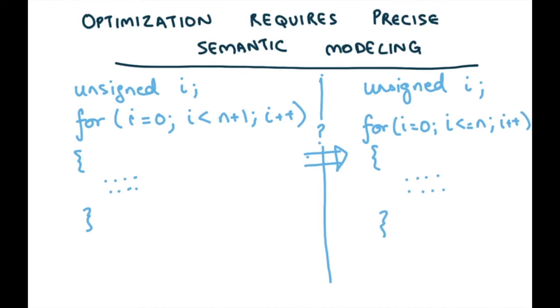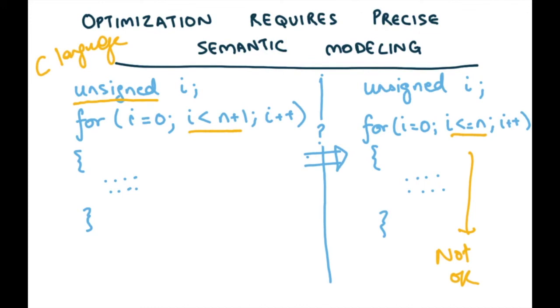Here's another example. Let's say I have a loop. In this example, I'm considering the C language, and I have a variable I of type unsigned. And then I have this loop: for I equals 0, I is less than n plus 1, I plus plus, and then I do something. Is it okay to convert I is less than n plus 1 to I is less than or equal to n? In fact, it turns out that this is not okay in this program.